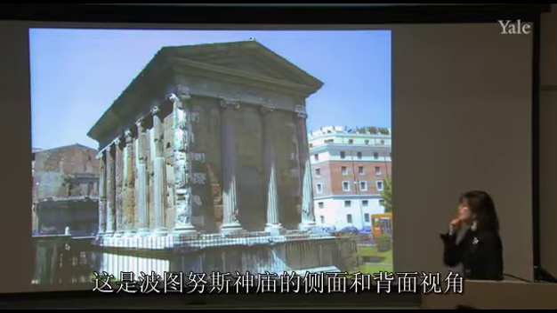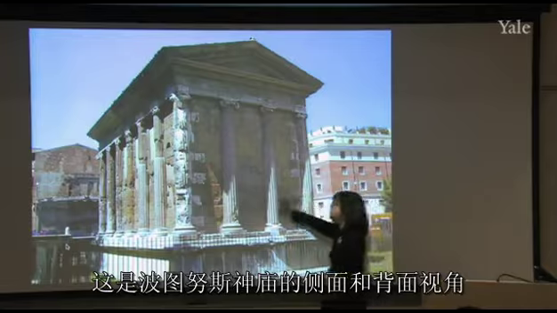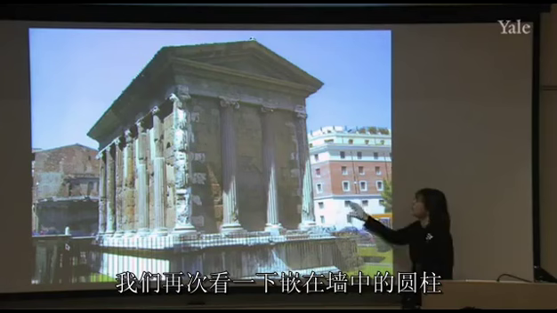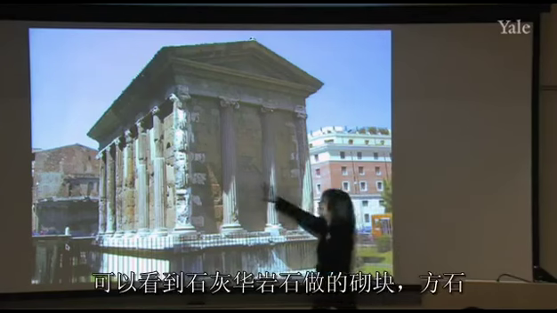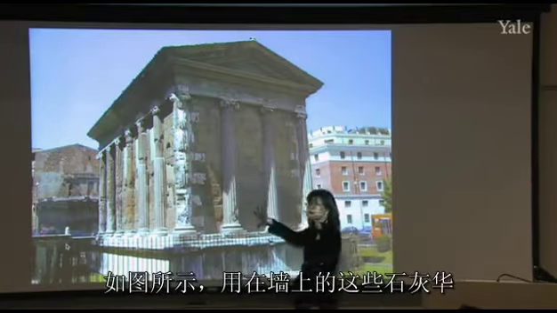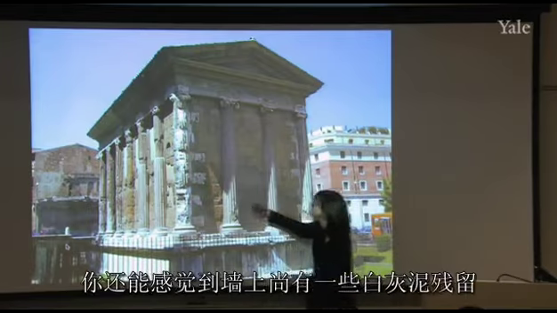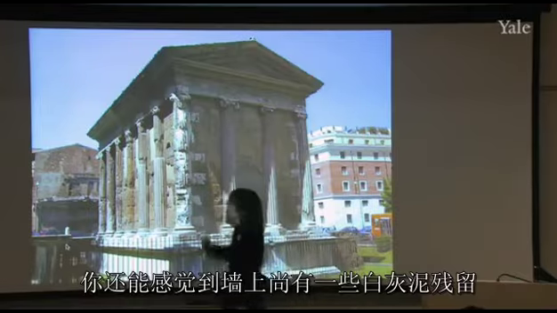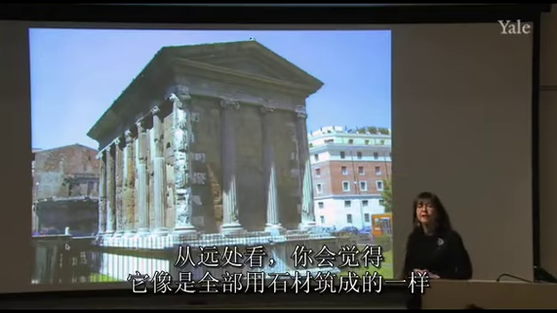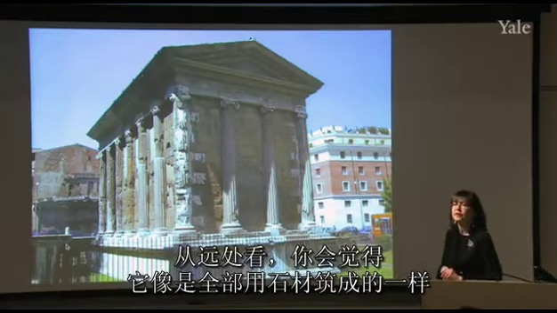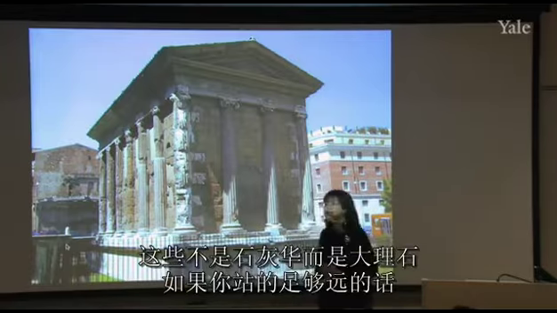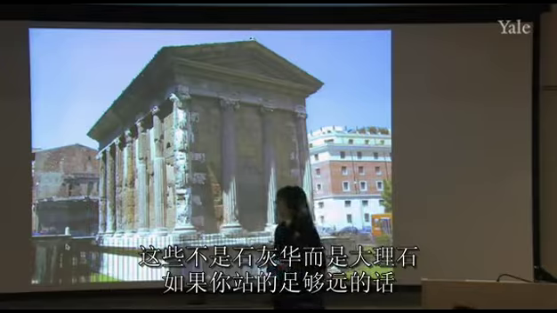Here's a view of the Temple of Portunus from the side and from the rear. We once again see the way those columns encircle the structure but are engaged into the wall. You can also see the ashlar blocks of tufa stone, just as we saw them in the walls, and some remains of the white stucco, so that from a distance at least you would have the impression that the whole building was made out of stone. You might even be fooled into thinking it wasn't travertine, it was marble, if you were far enough away.